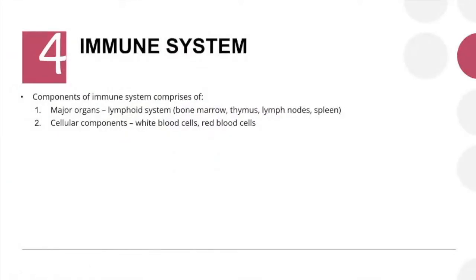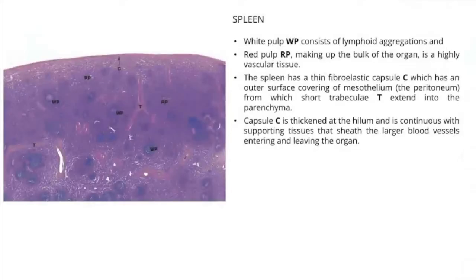Okay, so for immune system, the major organ that involve immune system is actually the lymphoid system, comprises of bone marrow, thymus, lymph nodes, and also spleen. And also there are different types of cells that involve for cell-cell interaction in immune system. So this is an example of the spleen.